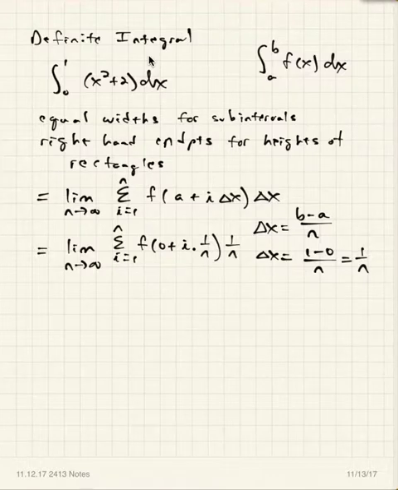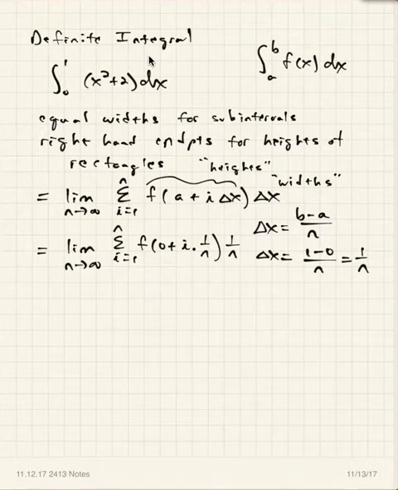So you have that function value times the width of the rectangle. Remember that this function value represents the heights of the rectangles, if you're thinking about this in terms of area, and delta x is the widths of the rectangles.